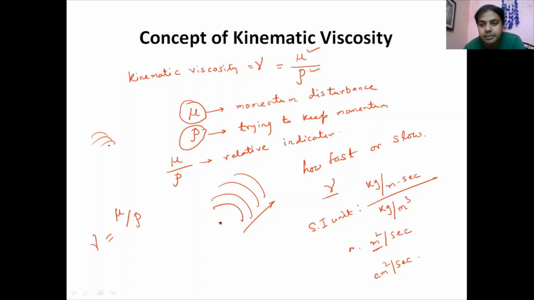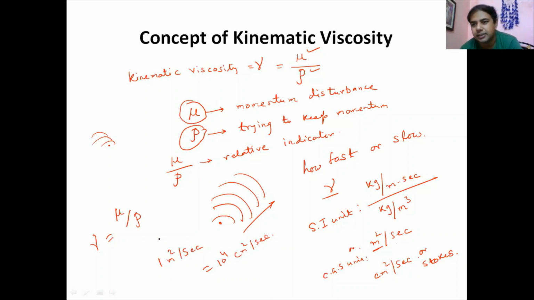If there is a point disturbance, with time, how much area can be covered in this way? If it is more, then the momentum disturbance is propagating fast from one place to another place. That is the concept here. So centimeter square per second can be called the Stokes. The CGS unit, centimeter square per second, is known as the Stokes. So conversion: 1 meter square per second is equal to 10 to the power 4 centimeter square per second. That is the only conversion.